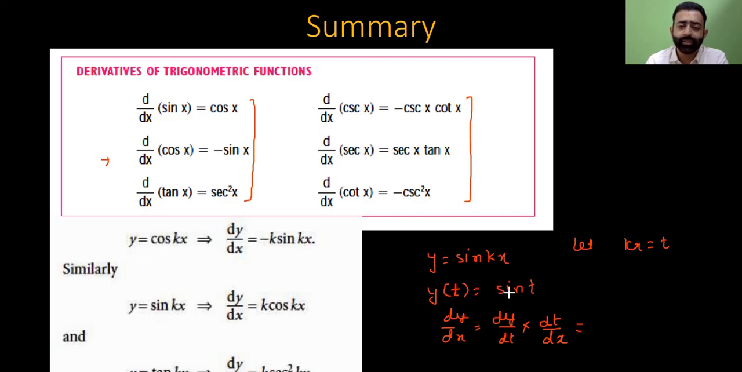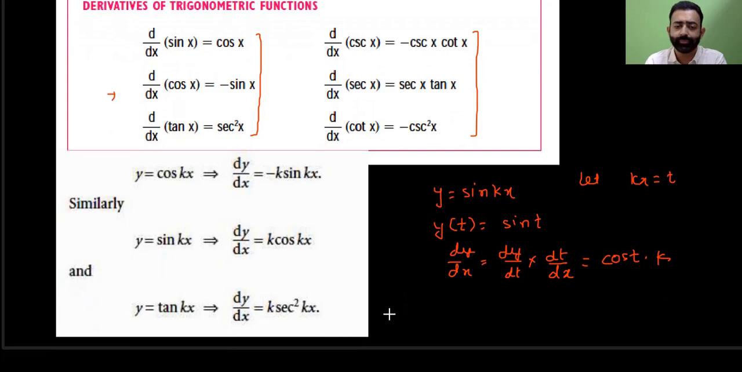So dy by dt is just cos t. And dt by dx means you differentiate kx with respect to x, you will get just k. Derivative of 2x is 2, derivative of 3x is 3, derivative of pi x is pi. Whatever the constant is, you will get just the constant. So dt by dx is just k. So I have that dy by dx is cos t, replace the value of t as kx, so k into cos kx.